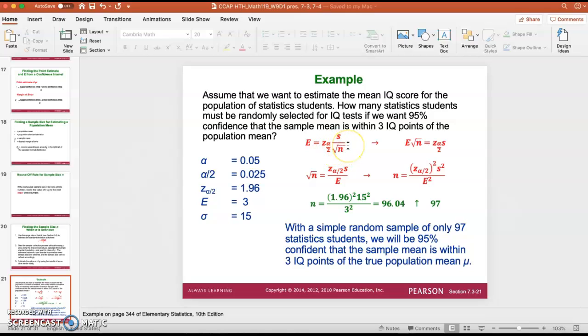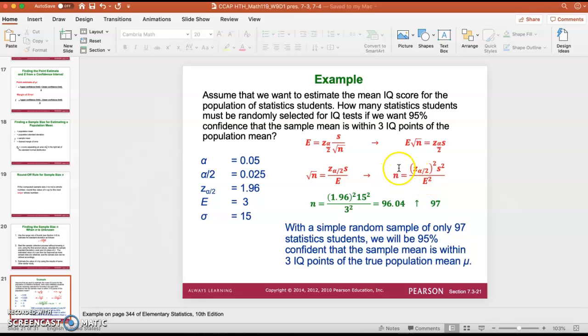One thing you can do to start solving this algebraically is multiply both sides by the square root of n. I'll take it out of the denominator on this side and leave it times e over here. And then divide by that margin of error e on both sides. So you'd have the square root of n equal to the critical value times the standard deviation, all divided by the margin of error. Then, just to get rid of the square root, we square both sides, which we square in all these values here.